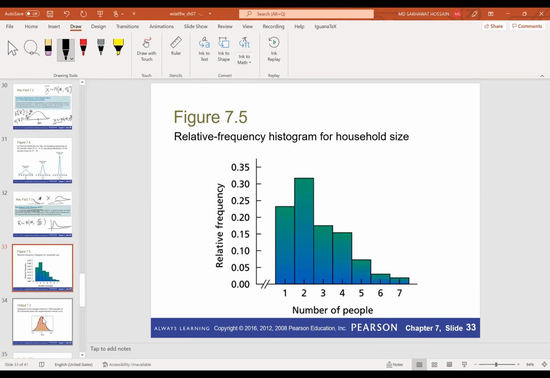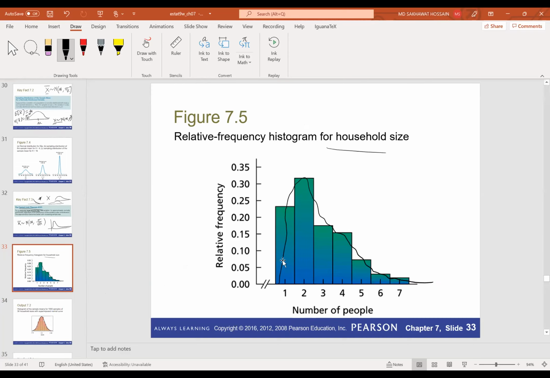Okay, so here we have the relative frequency histogram for household size. If you look at the midpoint of each bar, you can see that this is a right skewed distribution. The distribution of household size is right skewed. This is not bell shaped.